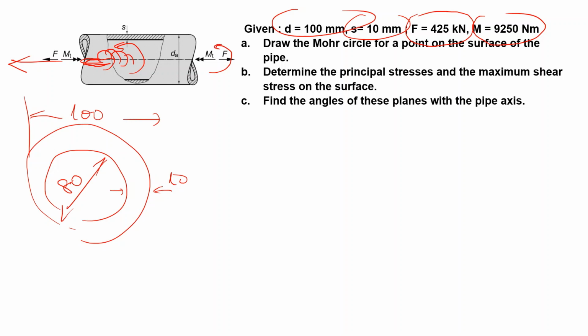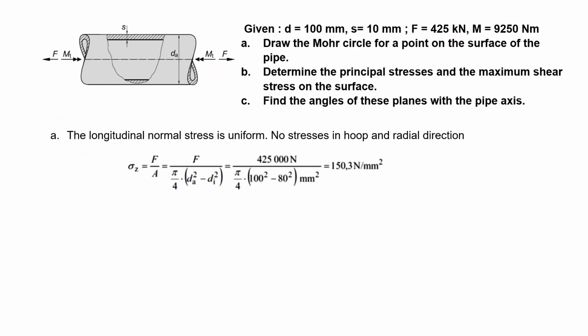And so for this case, the Mohr circle for a point on the surface has to be drawn, and the principal stresses and the maximum shear stress on the surface have to be determined, and also the orientation of these planes. Next, well, we know since we have a normal force, it will create a normal stress, and the torque will cause a shear stress. Let's start with the normal stress.